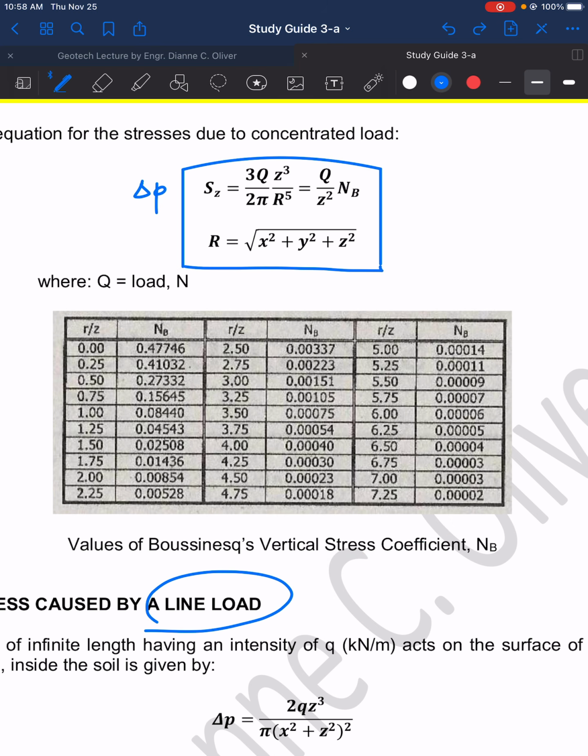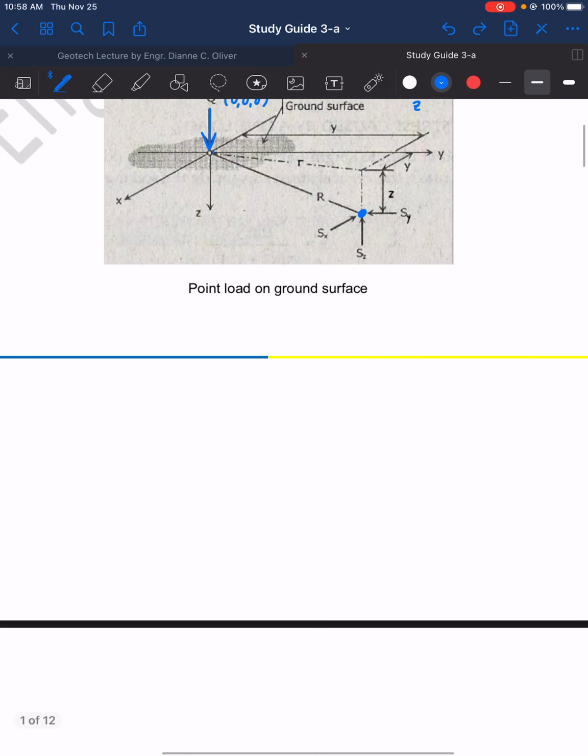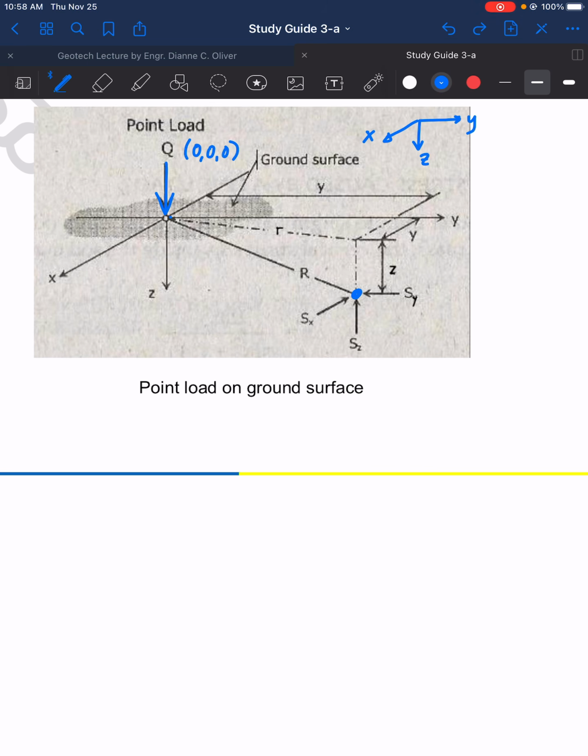This table is the values of Boussinesq's vertical stress coefficient N sub B. How do we use this table? Well, if we go back to the figure, we have here the big R and then the small r. The big R is when we consider all axes x, y, and z. But as for small r here, we just need the x and y.